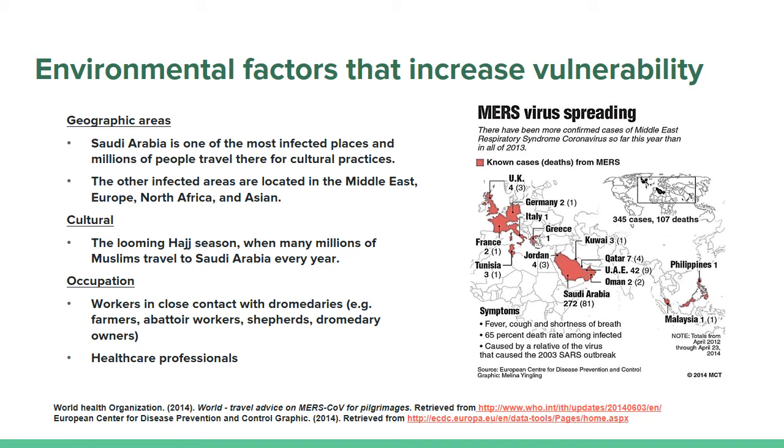Occupation: some occupations such as camel herders, abattoir workers, shepherds, or dromedary owners are more vulnerable to MERS-CoV than others. As previously discussed, MERS-CoV is transmissible through human contact. Those who have contracted the virus and are being nursed by healthcare professionals put others at risk.